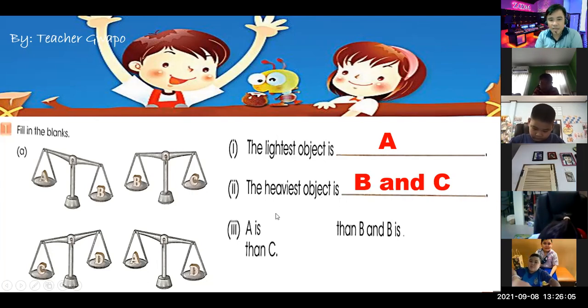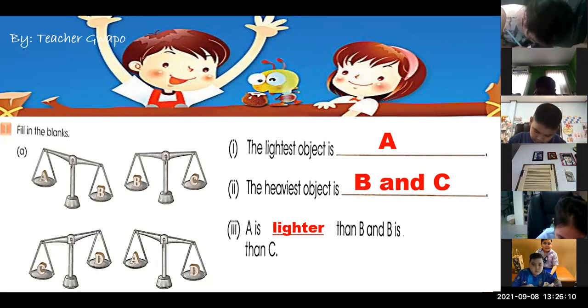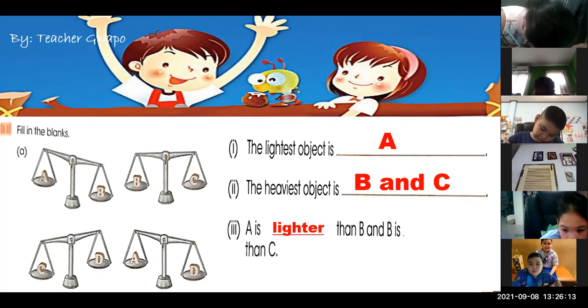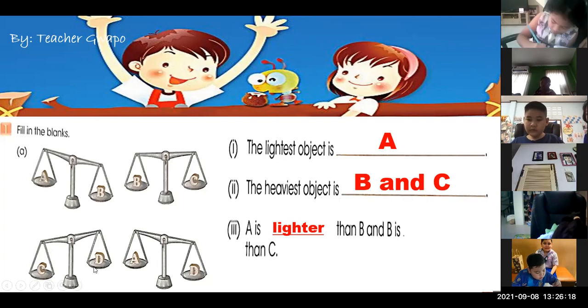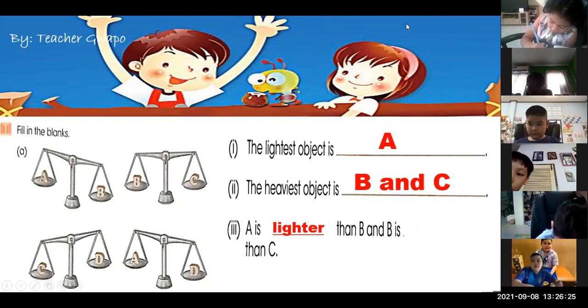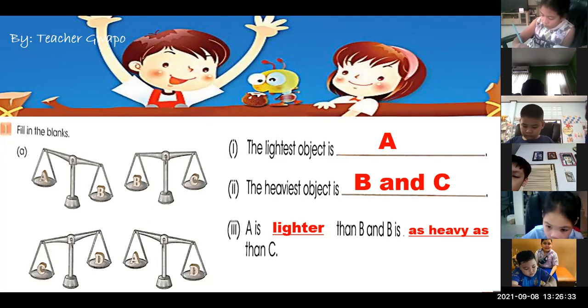And number 3, A is lighter than B. Why lighter? If you look here at letter A and letter B, A is lighter than B. How about B and C? B is as heavy as C. If they are equal, you say here, as heavy as. Don't worry, I will send you the video later if you cannot answer all.